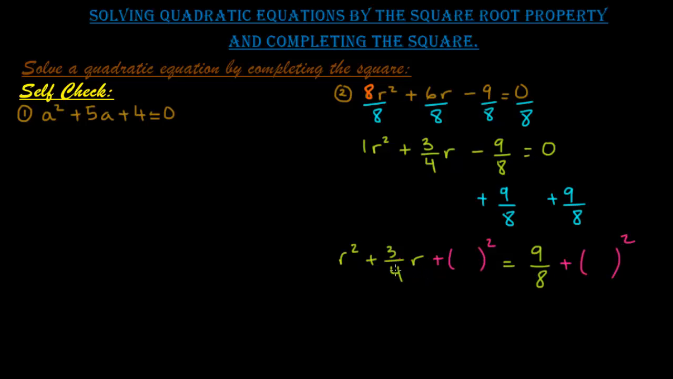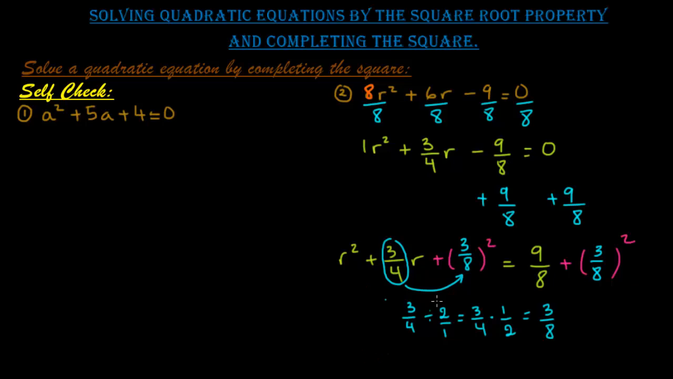So what fills in this blank is the half of the middle term. Our middle term is 3/4, so we take half of 3/4. So 3/4 divided by 2, which means 3/4 times 1 over 2, we flip it, so that will be 3 over 8. So we fill in 3/8 into the blank.